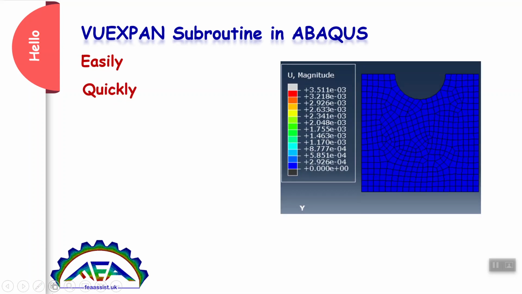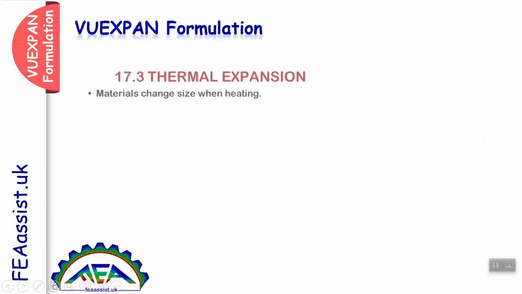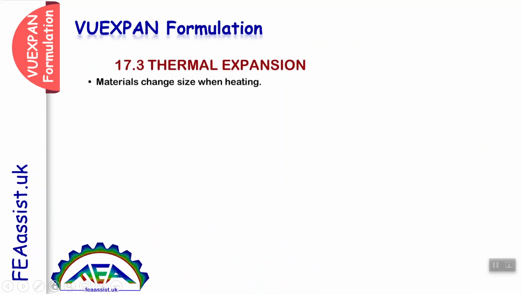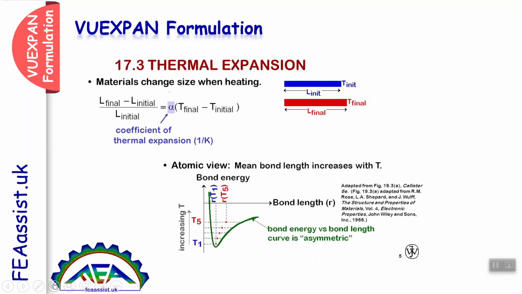Hello, you want to learn the VUEXPAND subroutine in Abaqus easily and quickly. VUEXPAND is a subroutine to define thermal expansion in Abaqus. Stay with us. VUEXPAND formulation. The materials change size when heating. In other words, if you increase the temperature of a sample, the length of the sample in all directions will increase. How much? It depends on the thermal expansion coefficient. Why? If you have a look at the atomic view, we will find that the frequency distance of atoms increases in heating, and this is the reason for thermal expansion.